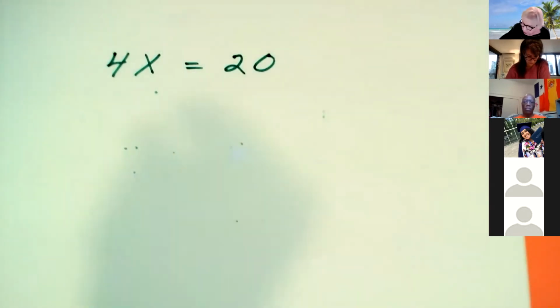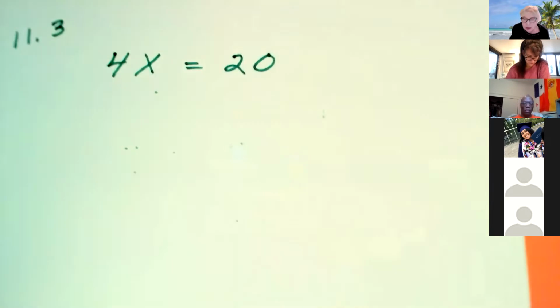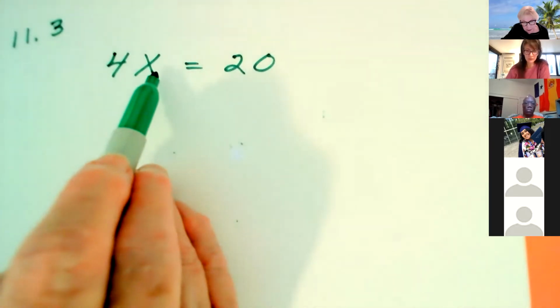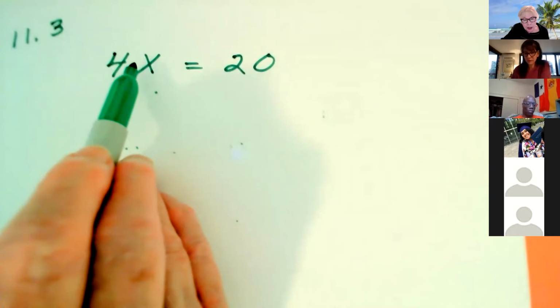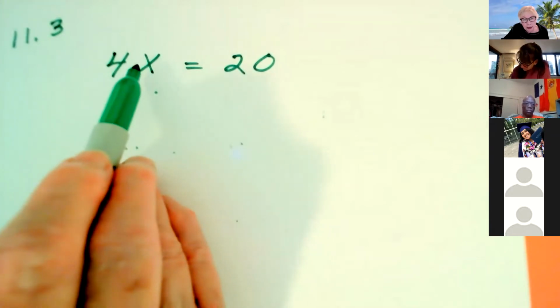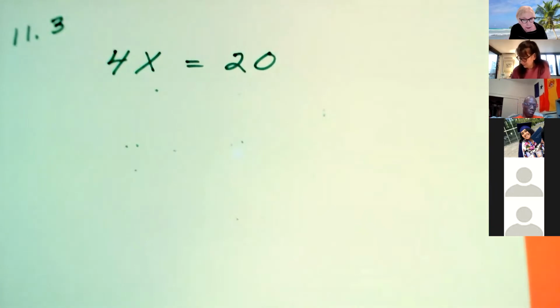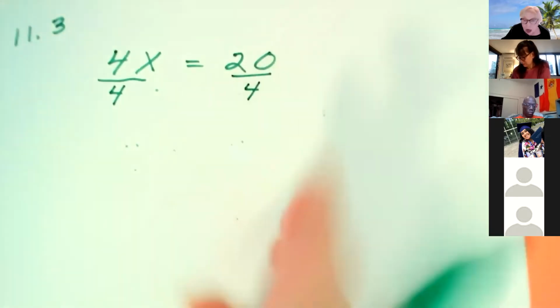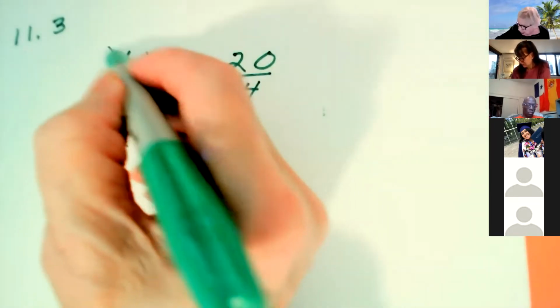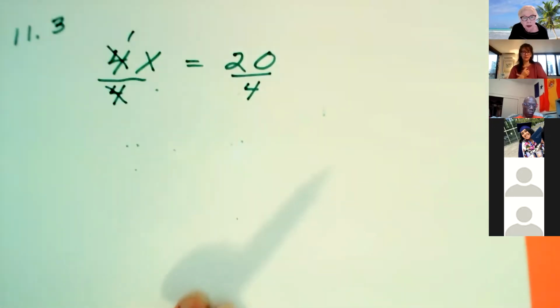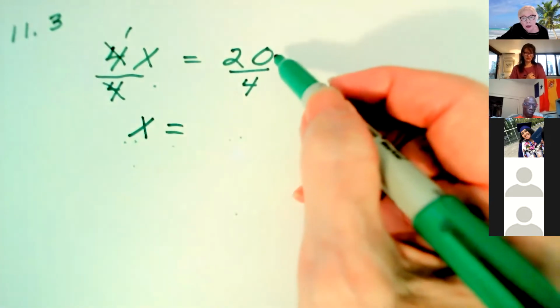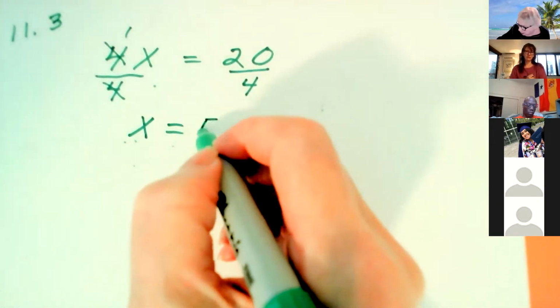So this is going into 11.3. And it makes sense for us to do a little bit of this. You have seen this before. This means 4 times x. And the multiplication is understood when there's a number and a letter. It's understood to be multiply. And so the opposite would be divide both sides by the exact same number. And 4 divided by 4 is 1. And 1x is x. And we get our answer over here. 20 divided by 4 is 5.